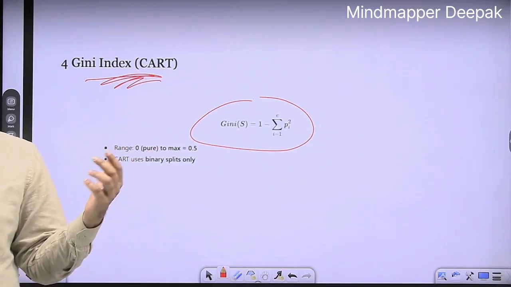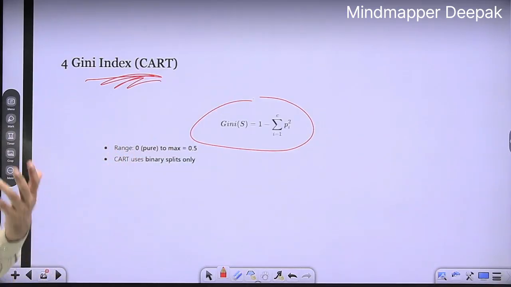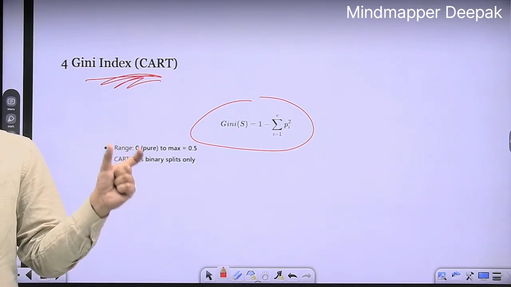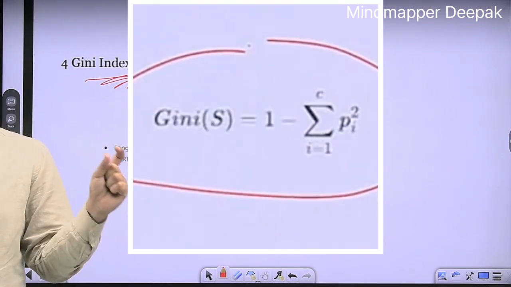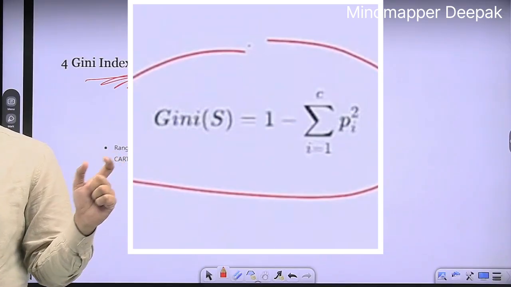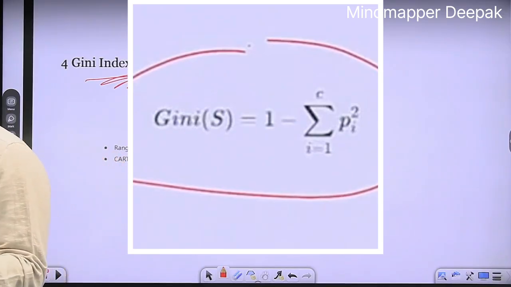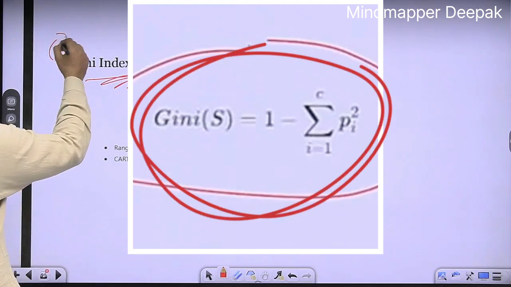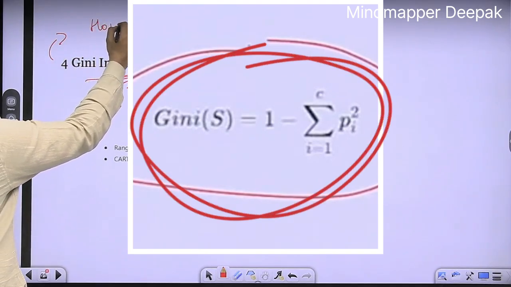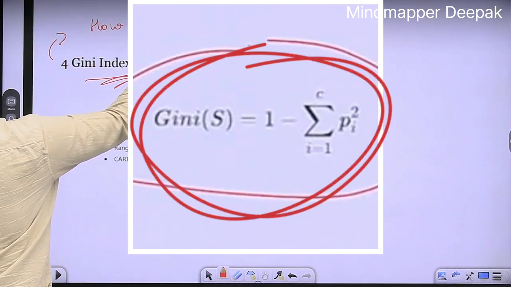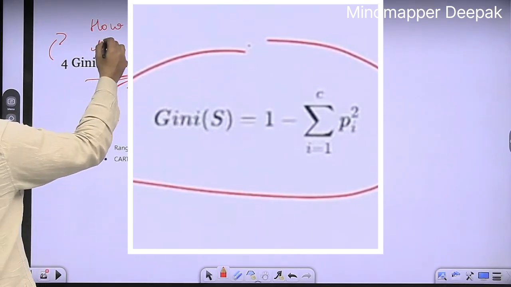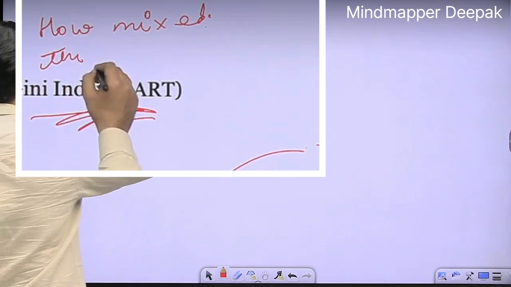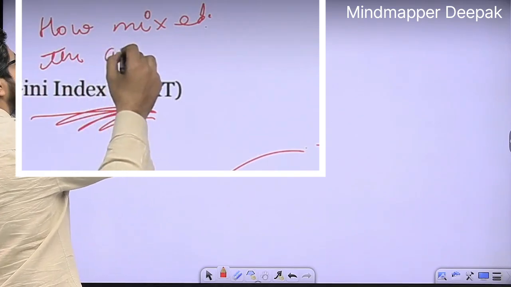So what is the key intuition behind the Gini index? You have to understand how mixed the classes are in a particular node. Just write it down, I am writing here. It gives you how mixed the classes are in the particular node.